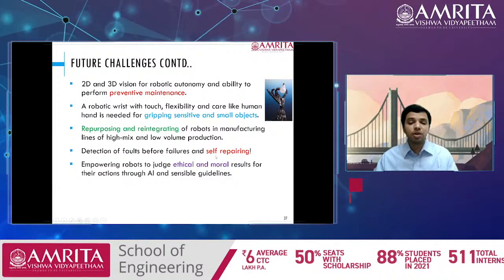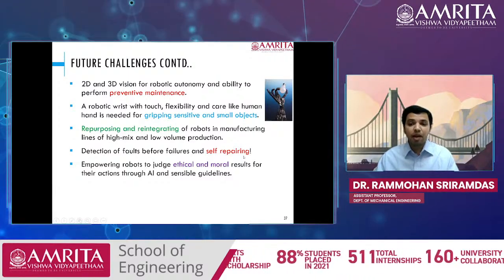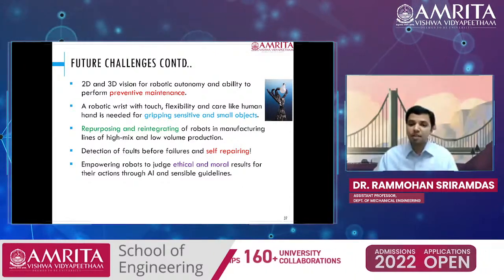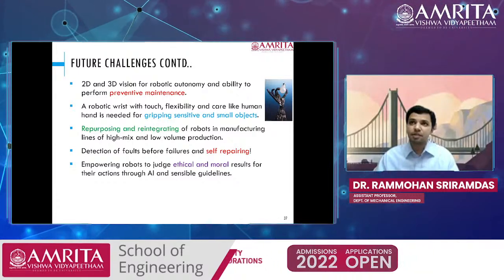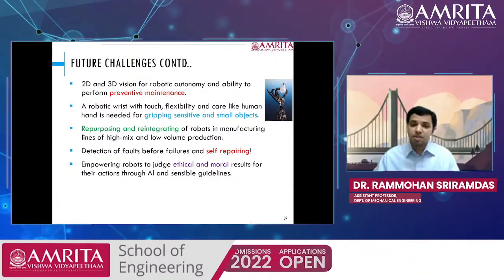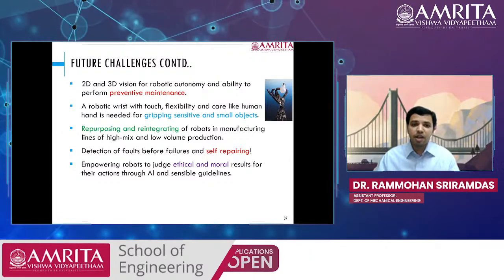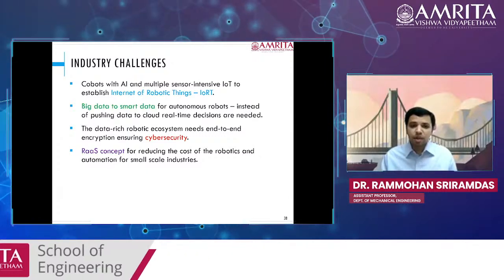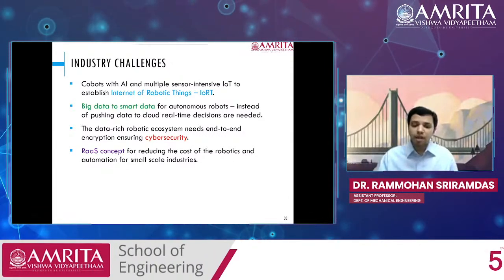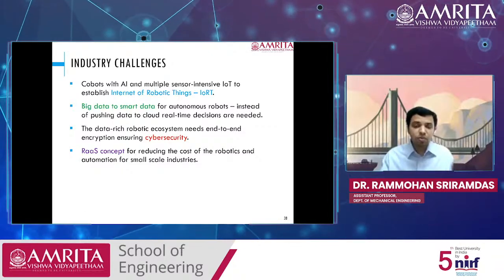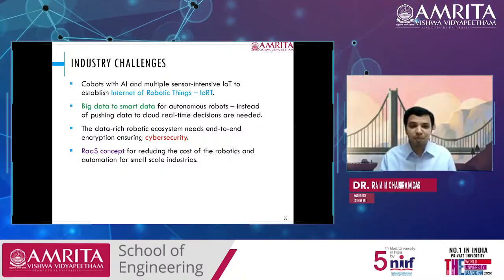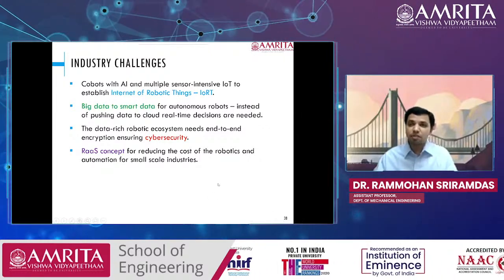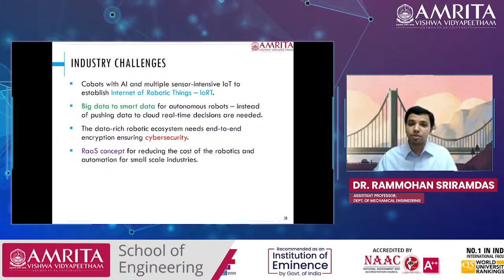The technology is so advanced that you can do self-repairing, and also more ethical and moral questions come up, right? So you should be able to answer them through AI and other advanced techniques. The industry as such is at this point wherein you will need all these concepts integrated together: cobots, Internet of Robotic Things, big data to smart data. You have to do computations on the cloud and do it securely, because no one wants others to have access to proprietary information. And there are many RAS concepts that we just discussed for small industries. These all are different industry challenges which we need to address right now.